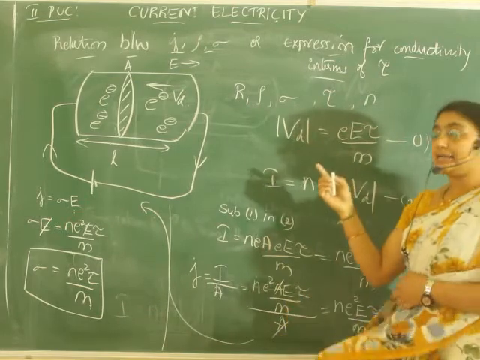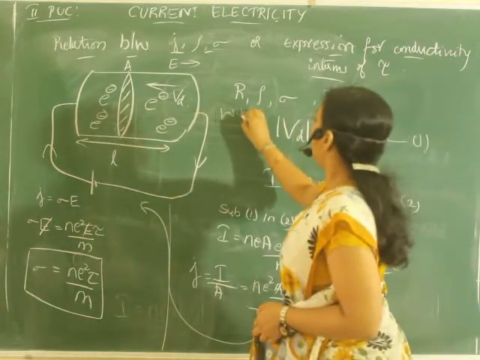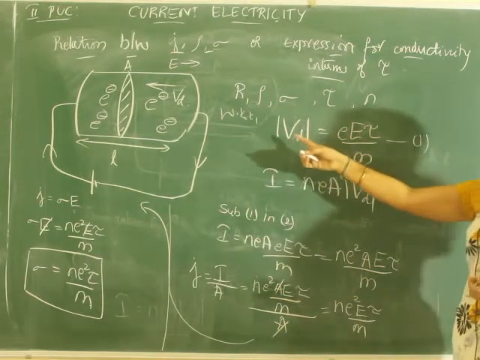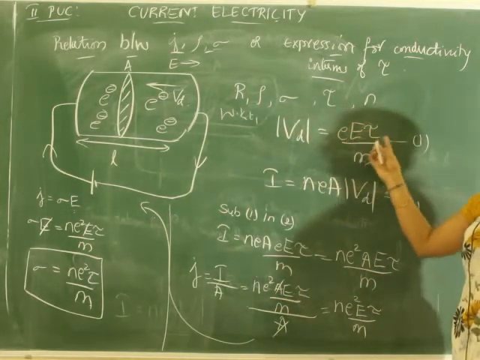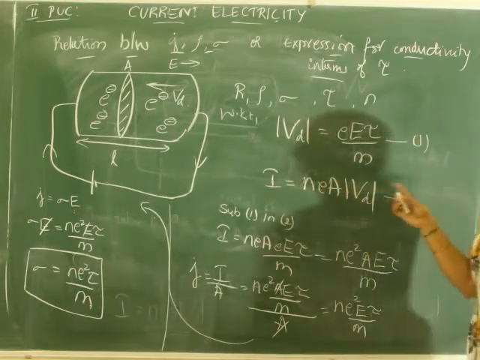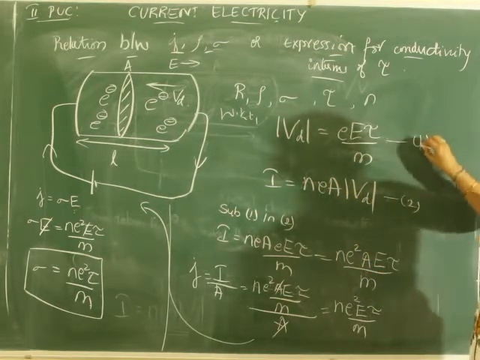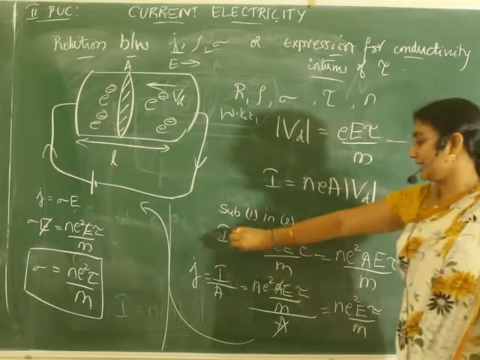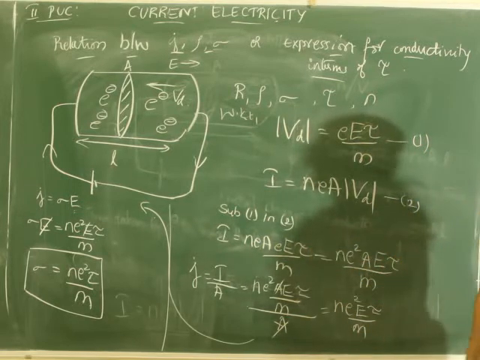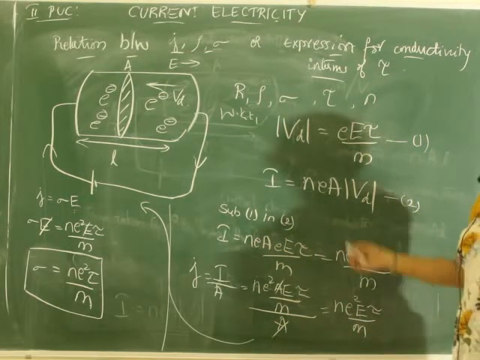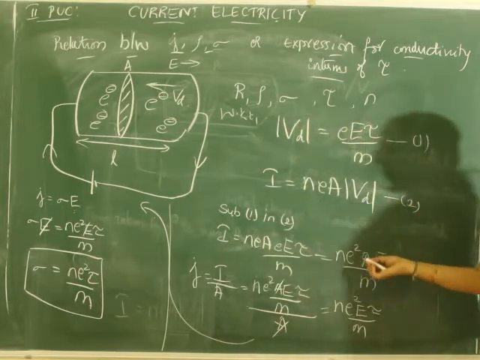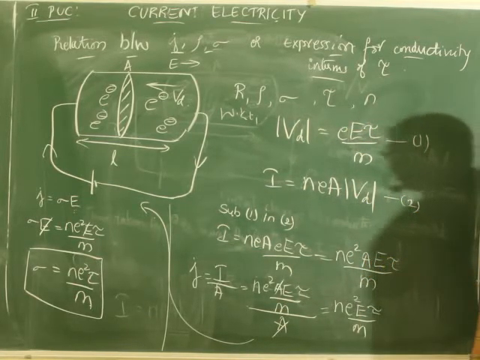We know that the magnitude of drift velocity is Vd = E tau by M. We also know that I = NeAVd. Let us substitute 1 in 2. So we get I = NeA times E tau by M, because we have substituted Vd here. It becomes I = Ne square A E tau by M.